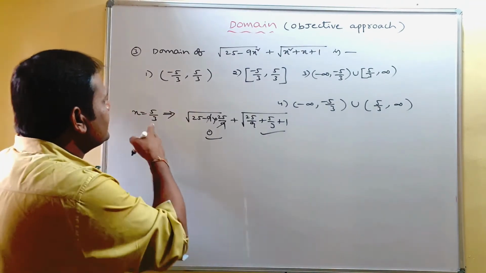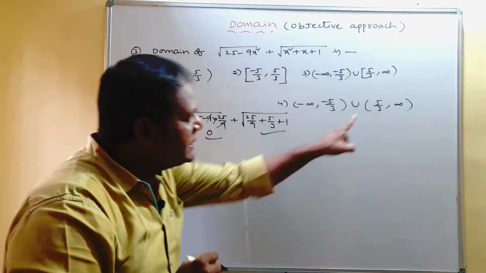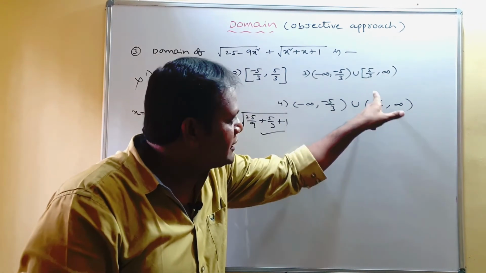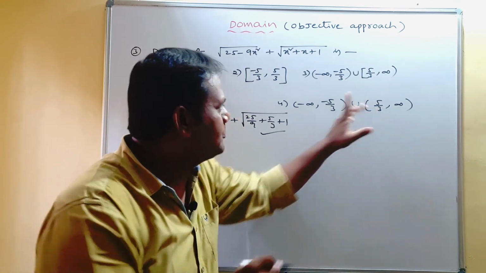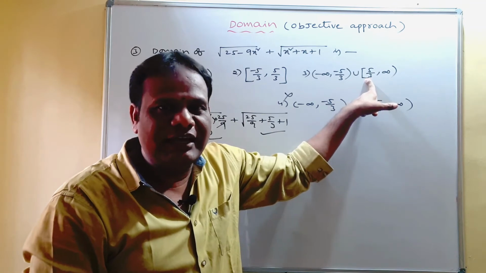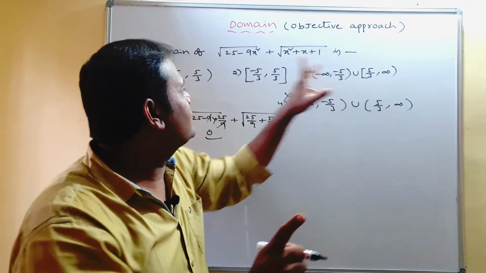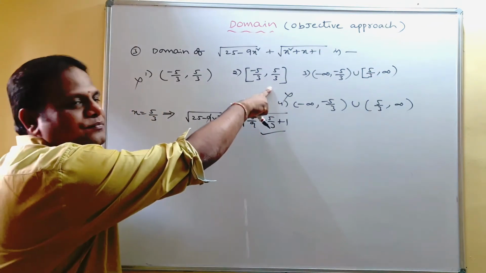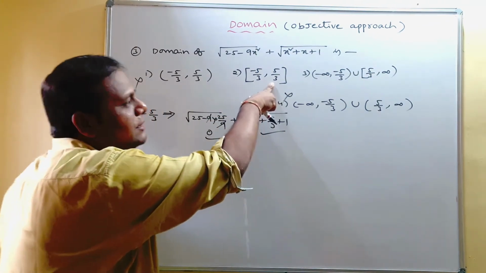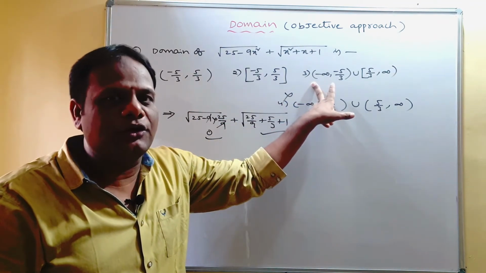See, here, is there 5 by 3? No, it is wrong. Why? Because it is an open interval, is it? So no 5 by 3, it is wrong. Is there 5 by 3? Yes, we have 5 by 3. So maybe correct. Is there 5 by 3? Yes, we have 5 by 3. Okay, now we are left with two options, the second option and the third option.